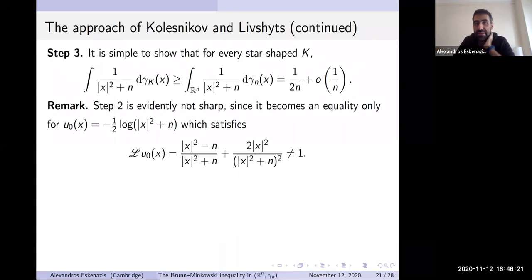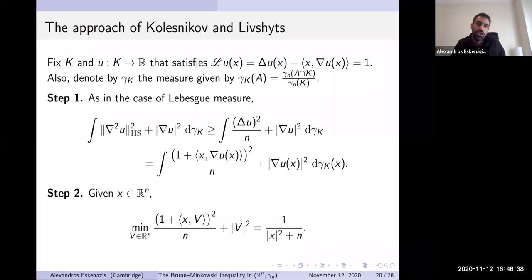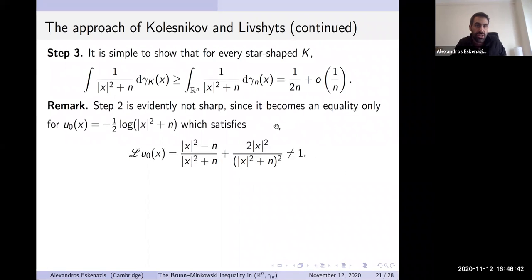And it just so happens that the vector V, which attains equality, is the gradient of a given function. Okay, because V was the gradient of U. And it's the gradient of this function U0 minus 1/2 log x squared plus n. And remember that our function U was supposed to satisfy this constraint. But unfortunately, this function U0 does not satisfy the constraint.